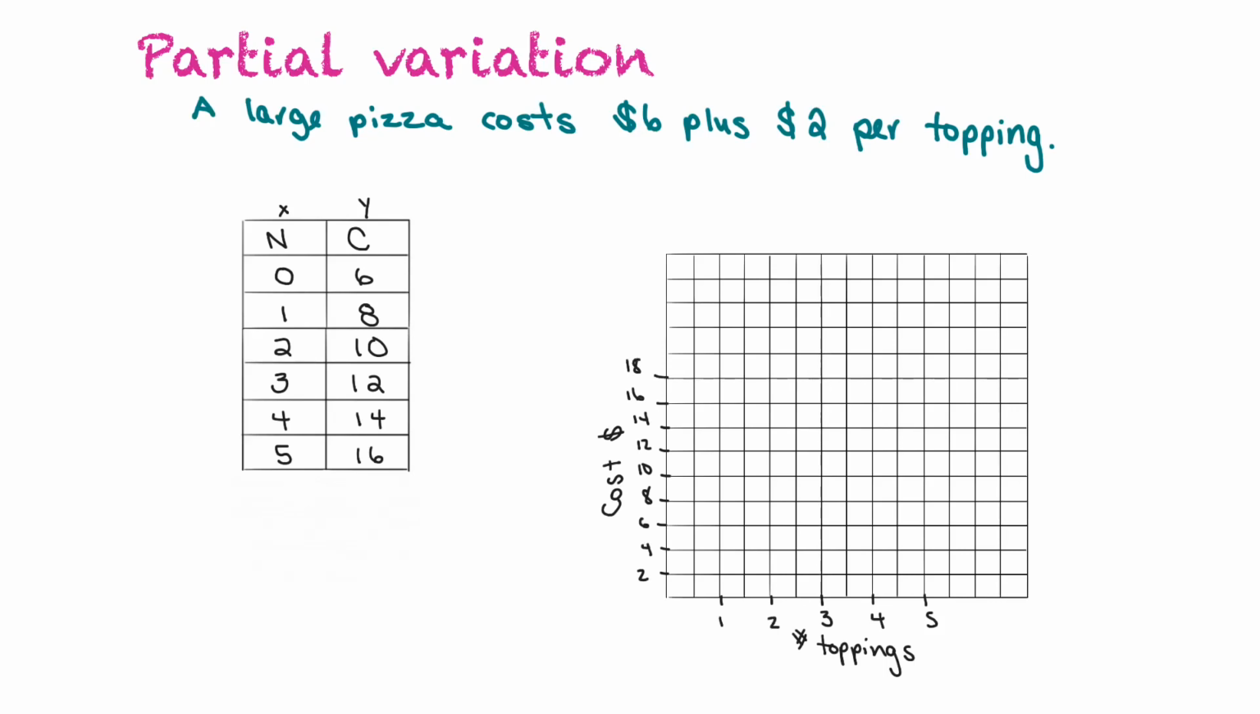So now we're going to plot that. So with 0 toppings, it's going to cost $6. With 1 topping, it's going to cost 8. 2 toppings is going to cost 10. 3 toppings is going to cost 12. 4 toppings is going to cost 14. And 5 toppings is going to cost $16. And now we can draw our line of best fit, like so.